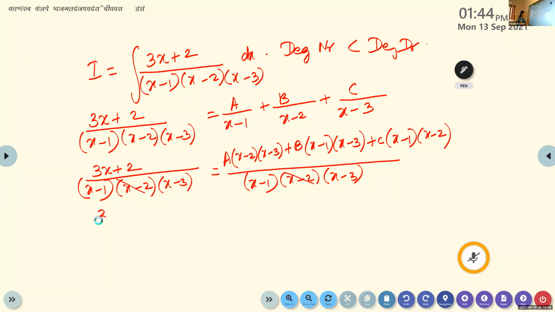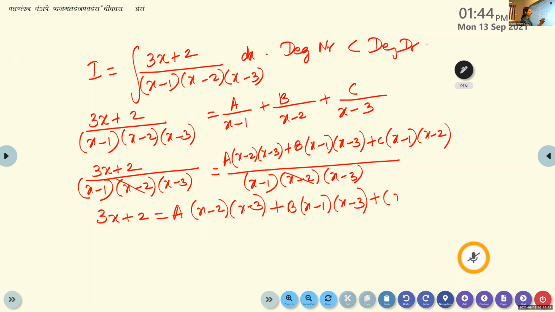Now the denominator is the same, so we can cancel it. So we can write 3x plus 2 is A into (x minus 2)(x minus 3) plus B into (x minus 1)(x minus 3) plus C into (x minus 1)(x minus 2), where A, B, C are unknowns. We want to find A, B and C.